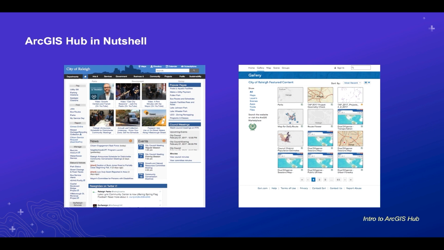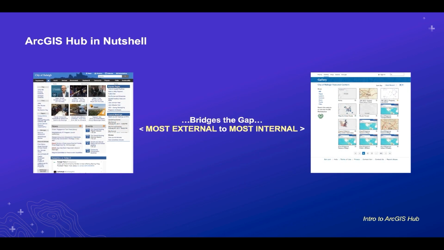So I want to walk through an example of, just in a nutshell, what's one implementation of ArcGIS Hub. Here on the screen, you see the city of Raleigh, North Carolina on the left. That is their public city website. And on the right-hand side is their actual ArcGIS Online portal. It's the most internal side of the house on the right and the most external side of the house on the left in a digital fashion.